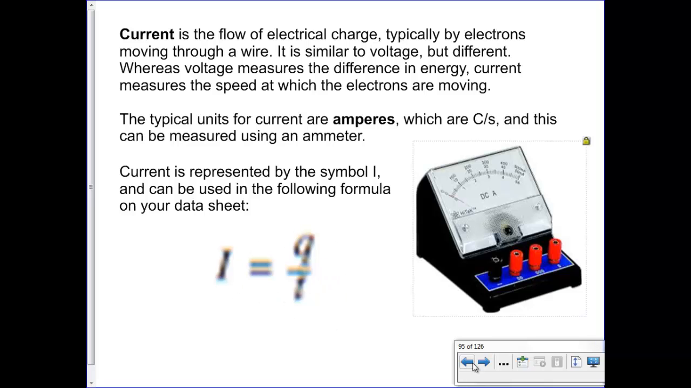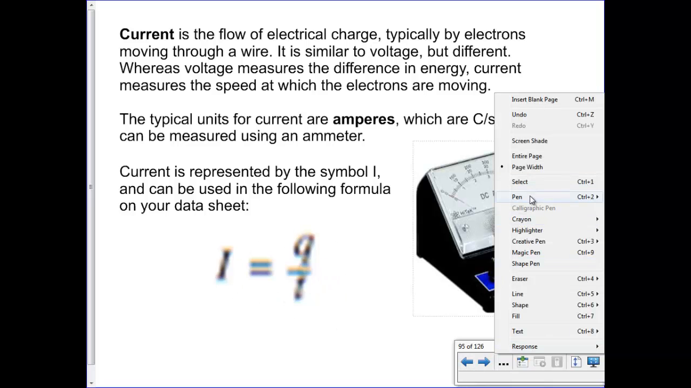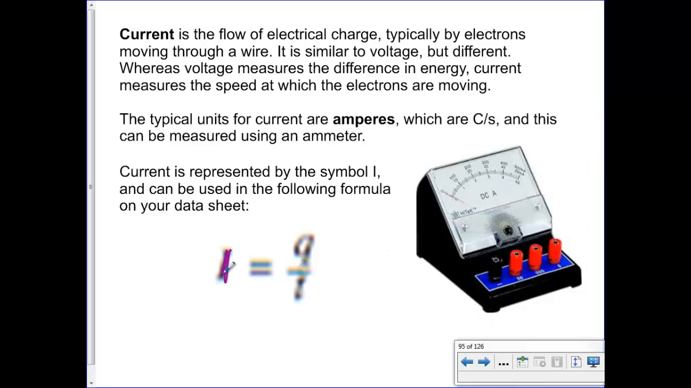This formula here came out really blurry. It's on your data sheet. This is I equals Q over t. I'm going to make that a capital I, just to make sure we're clear there.